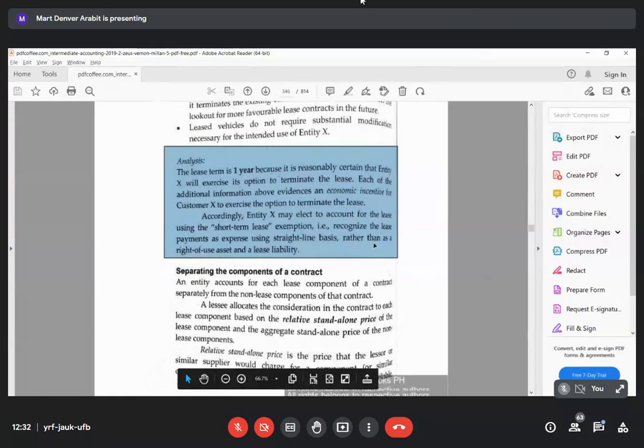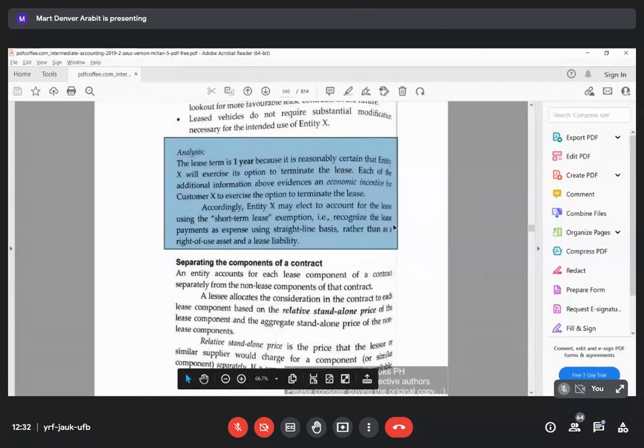So, separating the components of a contract. An entity separates each lease component of a contract from the non-lease components of the contract. A lessee allocates the consideration in the contract to each lease component based on the relative standalone price of the lease component and the aggregate standalone price of the non-lease component.